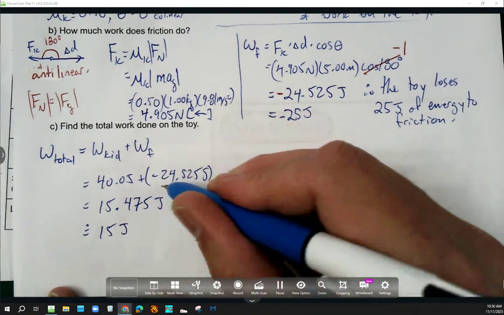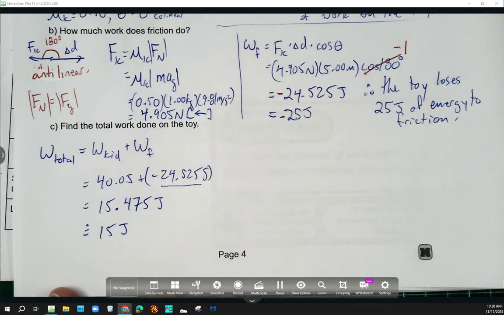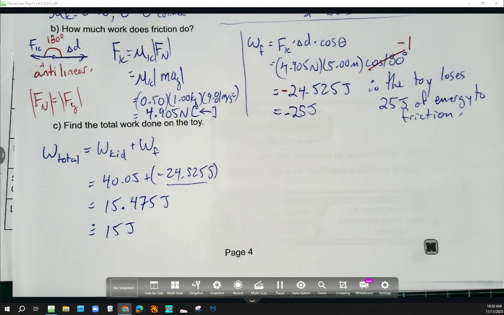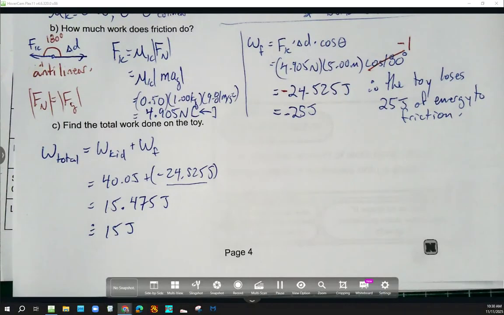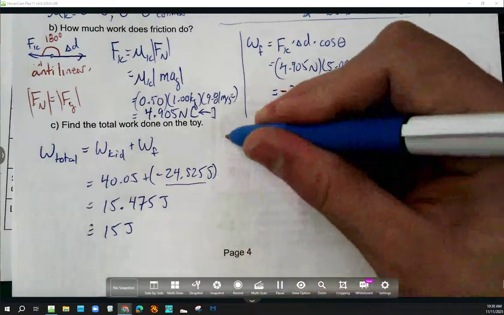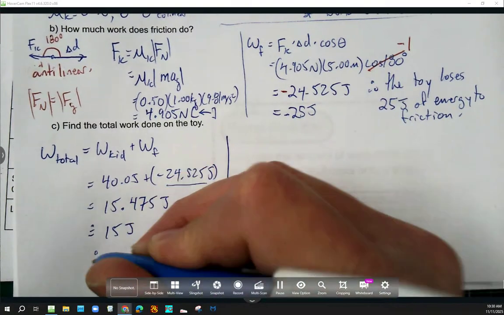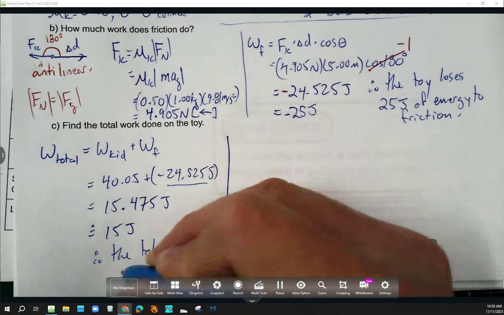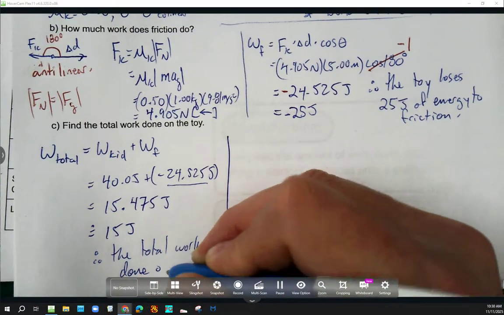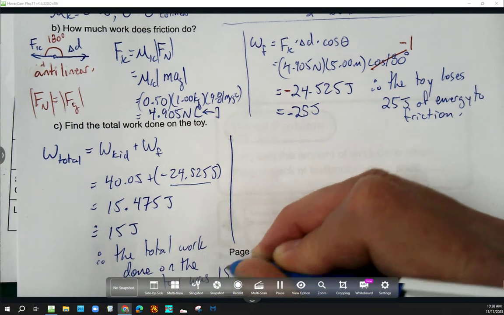Because this one has to round off to the nearest whole number, which makes this the lowest number of decimal places, you should round it, because you should be recognizing that it's this value added to the other value. It's all kind of one problem, right? All right, so 15 joules total. Now, I can say a little therefore statement: therefore, the total work done on the toy was 15 joules. Fine, fair enough.